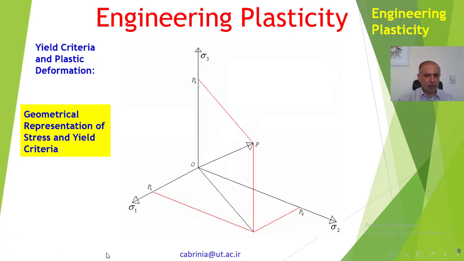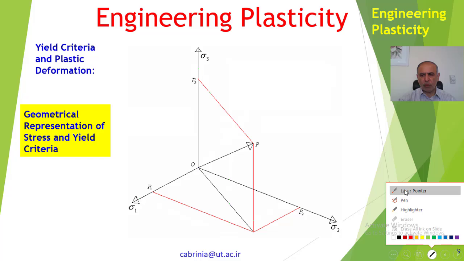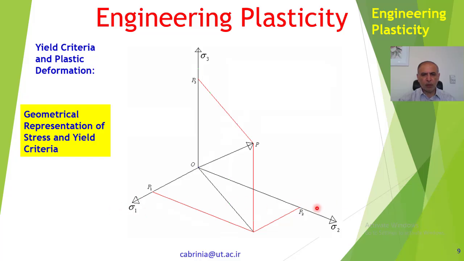As you can see in this figure, we have three coordinate axes, sigma 1, sigma 2, and sigma 3. And this is a general state of stress. OP has three components on the three stress coordinate axes. So that's P1 on sigma 1, P2 on sigma 2, and P3 on sigma 3. So the state of stress at point P is P1, P2, P3, like sigma 1, sigma 2, sigma 3. And that's the stress vector.